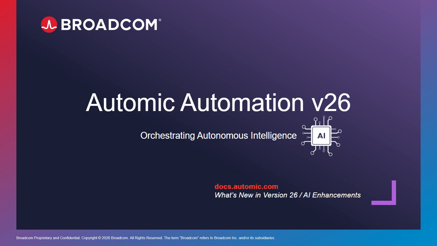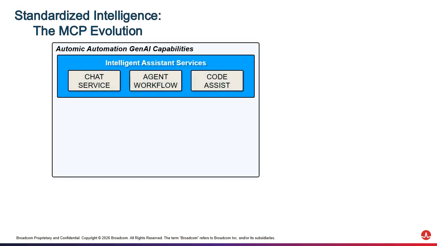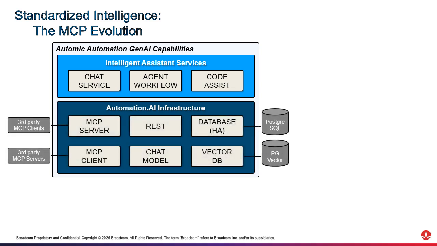in the product documentation. Broadcom is dedicated to investing talent and innovation into the future of our products. For Automic Automation, this means a significant leap forward in generative AI. Building on our established automation AI framework, we are taking intelligent automation to the next level. In this latest release, Automic Automation now fully integrates Model Context Protocol, or MCP.